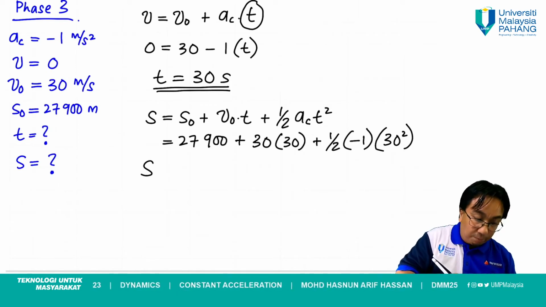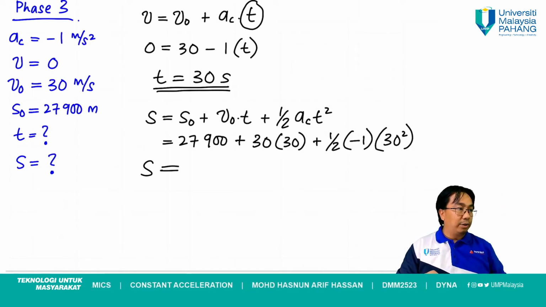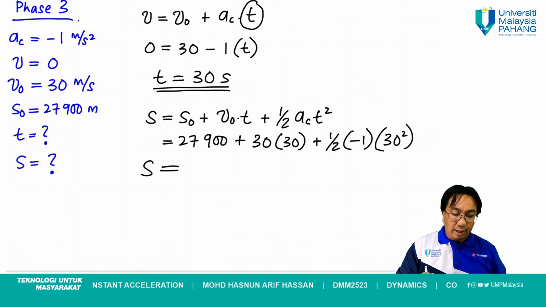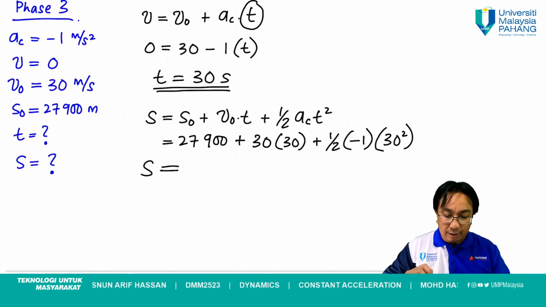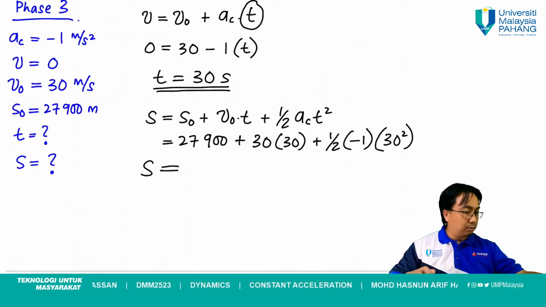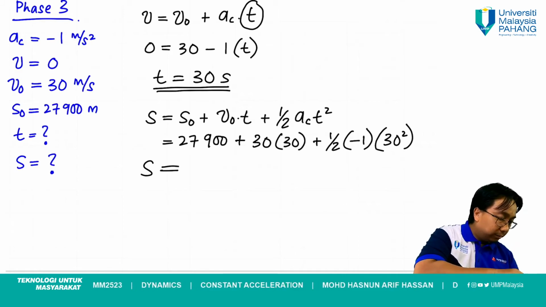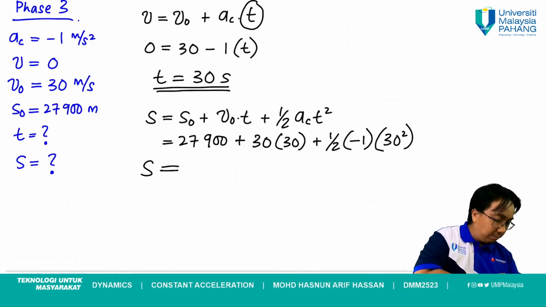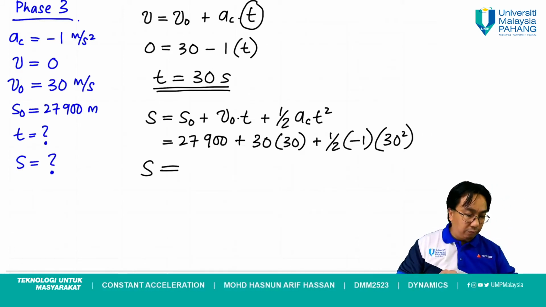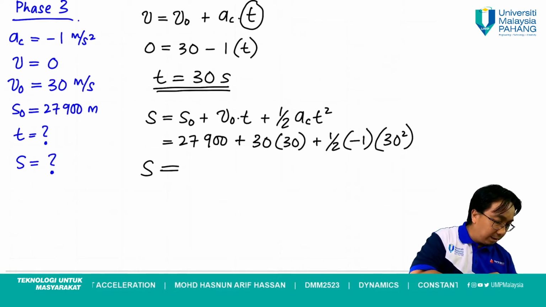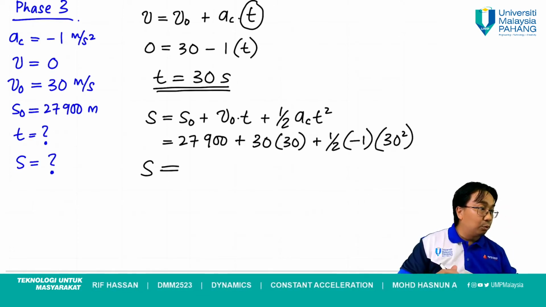So, apa jawapan akhir kita untuk S? What do you get? 27,900 plus 30 kali 30, 900 lagi. And then, ini akan jadi minus. Minus 30 square bahagi 2. 30 square divided by 2, you get 450. So, 27,900 plus 900 minus 450. So, 28,350.